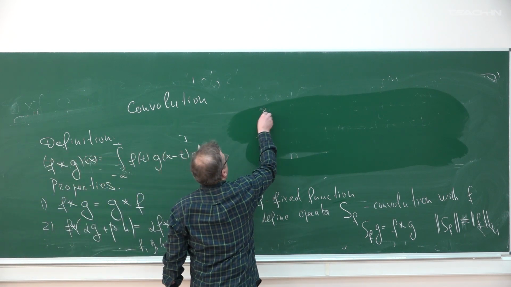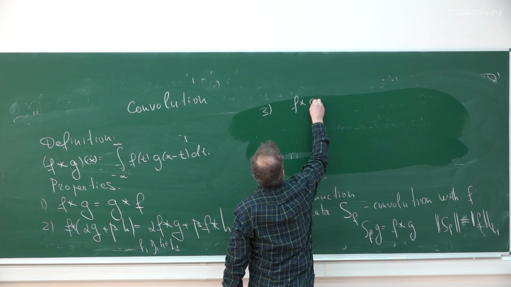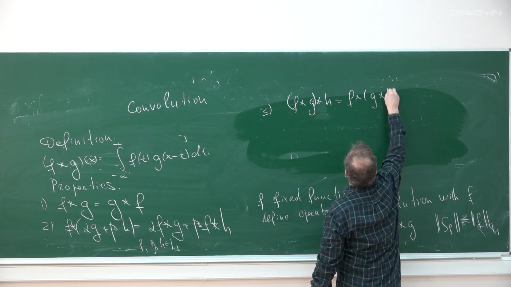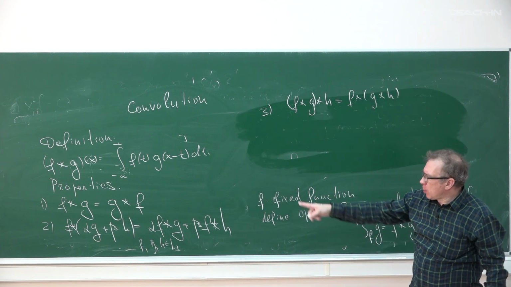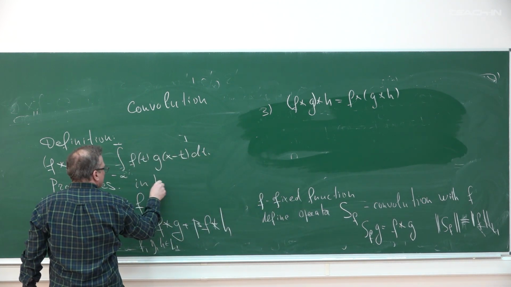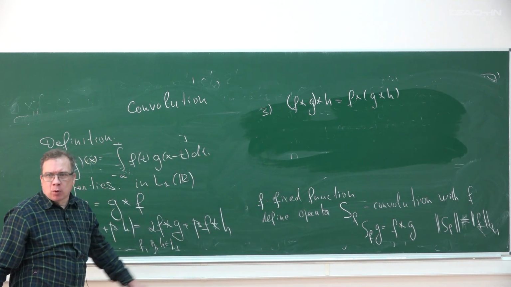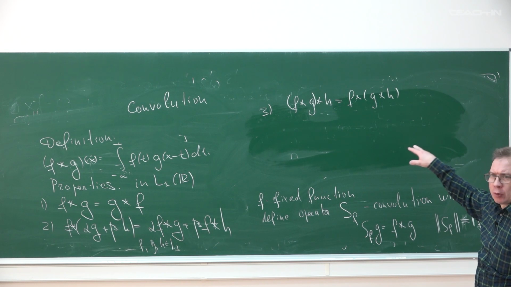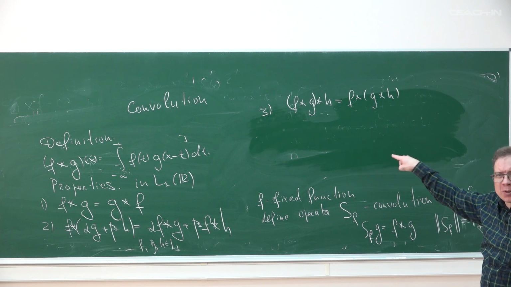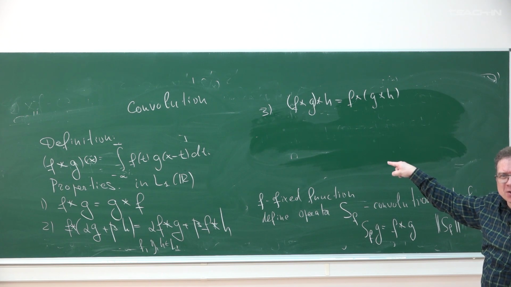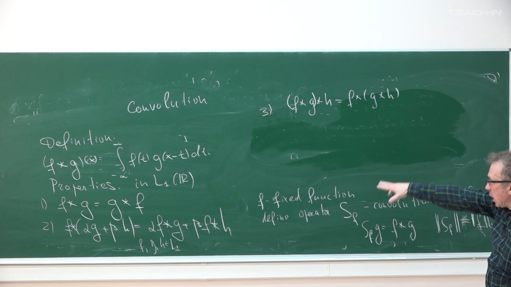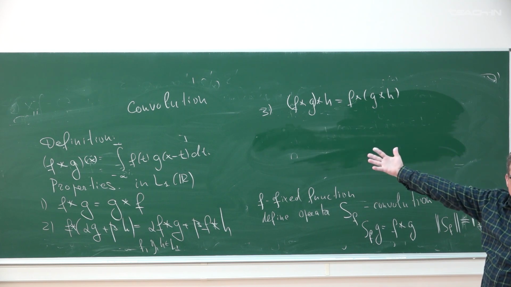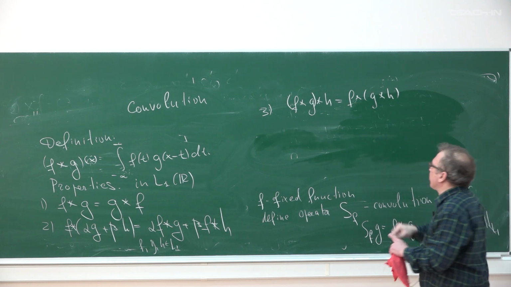Third, properties in L1. A few minutes later, we defined convolution for distributions. This property is not valid for distributions. It is not associative. No. But for L1, it is associative, because it's the Fubini theorem. You prove it with the Fubini theorem.